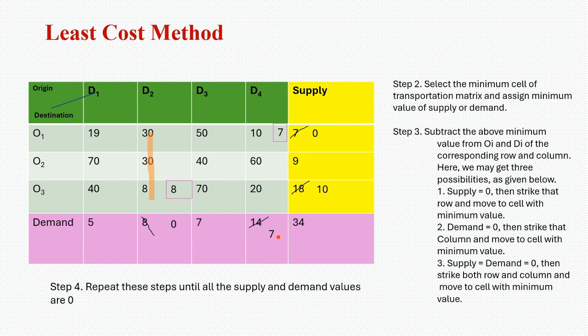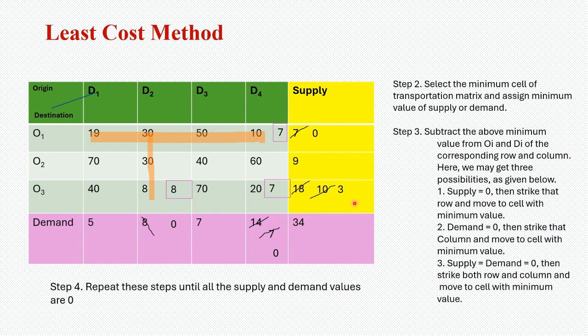Now we move to the cell with next least value. This cell with the next minimum value 20, between 10 and 7. 7 is less, so minimum value is 7. 7 minus 7 is 0. 10 minus 7 is 3. Demand becomes 0, column is cancelled.